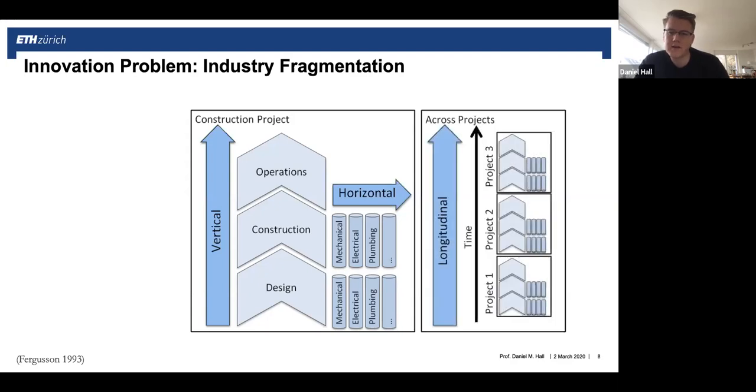And then the 3rd degree is this longitudinal fragmentation. So in the construction industry, we organize around projects. Everyone comes together to complete a specific project. And you can see over here, here's project number 1, and that's already fragmented.